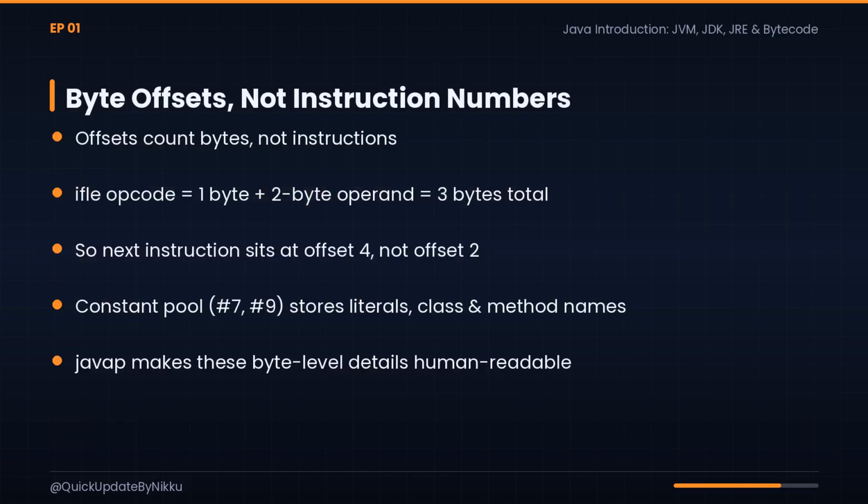One subtlety that trips people up, the numbers in the JVM output are byte offsets from the start of the method's code, not sequential instruction indices. ifle consumes 3 bytes, 1 for the opcode, 2 for the branch target, which is why the next instruction appears at offset 4. Understanding byte offsets matters when reading stack maps, debugging the compiler output, and answering the kind of deep JVM questions that appear in senior engineering interviews.